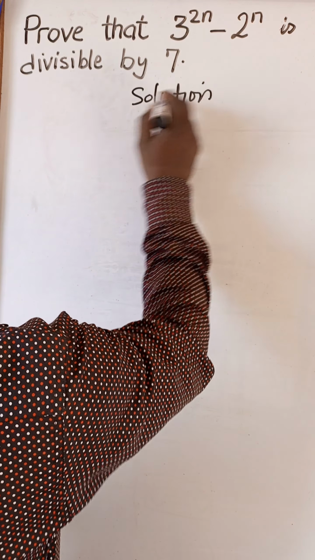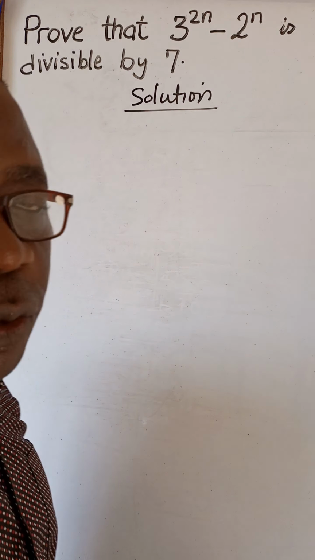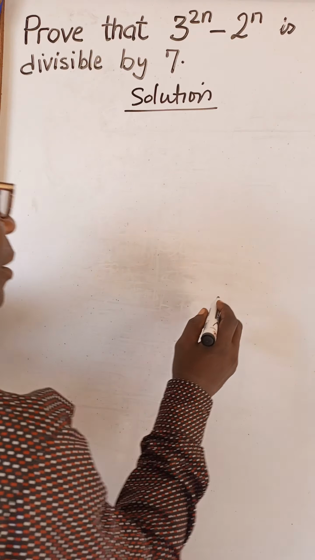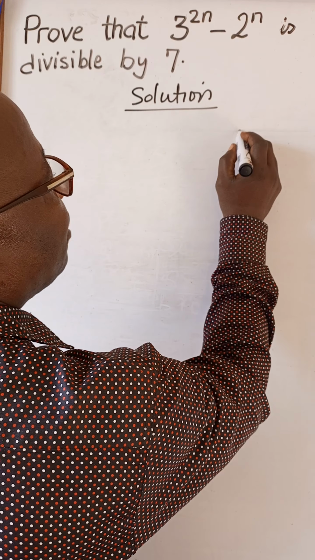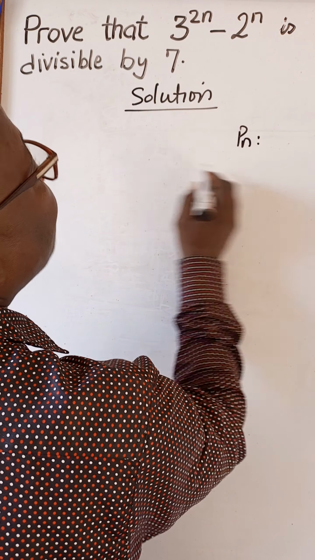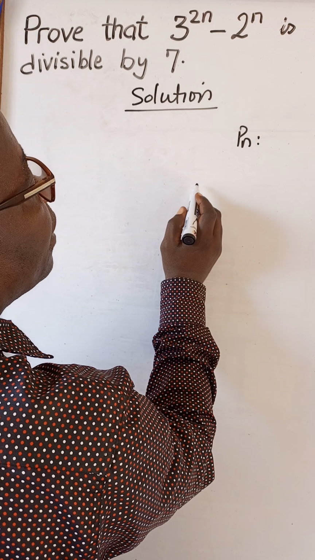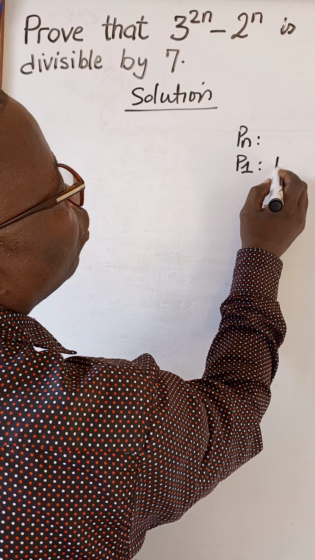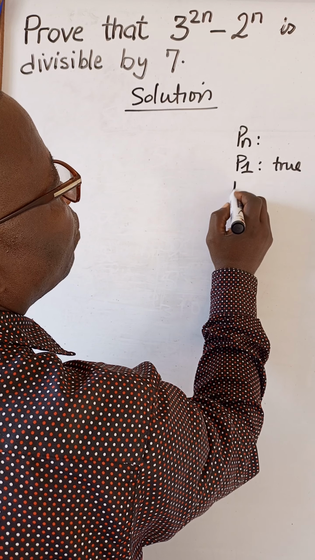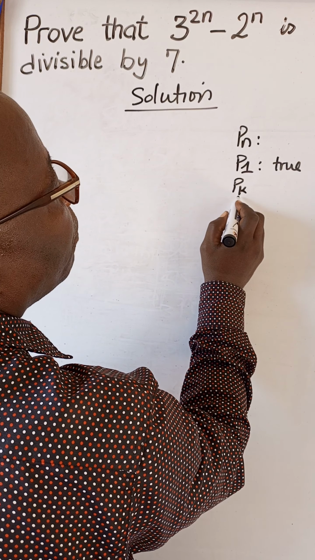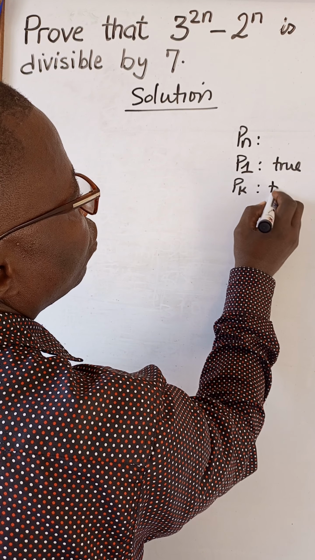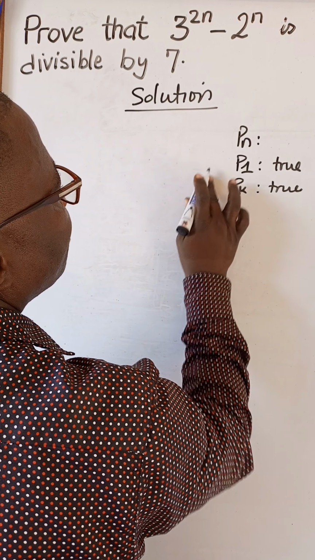Solution. The method that I have chosen is a proof by mathematical induction. Again, for a quick reminder, in mathematical induction we let our statement be called Pn. We show or demonstrate that P1 is true. Then we assume that for some integer k, Pk is true.